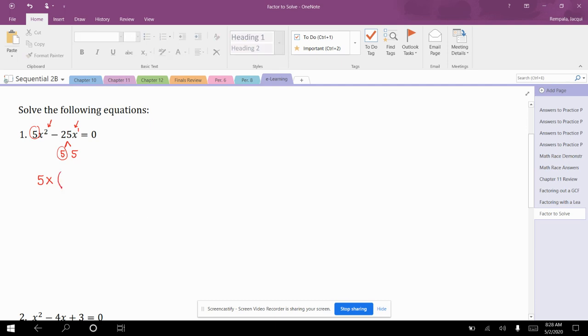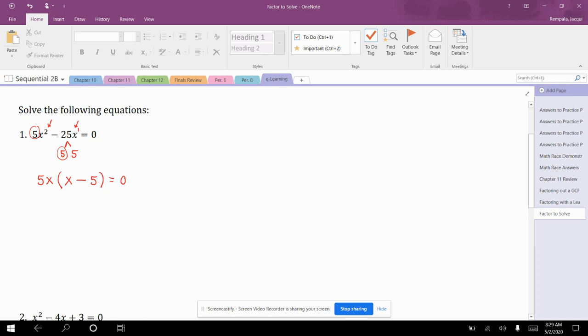Once I factored out that GCF, I want to put whatever's left over. In the first term, 5x squared, I already took out the 5, and from x squared, I took out 1 x, I'm left with an x. I'm going to bring down that subtraction sign. 25 was 5 times 5. I took out one of the 5's, which means I'm still left with a 5. The x got taken out, so now there's no more variables, and so I close the parentheses. This still equals 0.